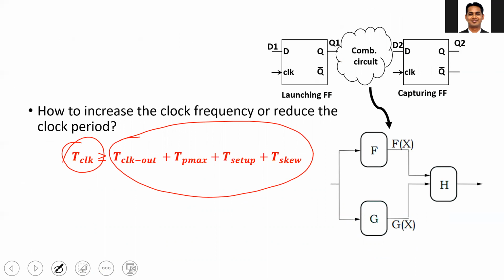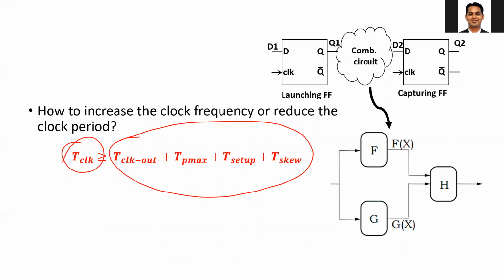Okay, and how to minimize this one? You can see that there are 4 factors here. One is the T clock out, which depends upon the design of the flip-flop. So the designer doesn't have much control over this one. Setup time again depends upon the design of the flip-flop. We have no control. Then the T skew depends upon the clock distribution unit, so we don't have much control.